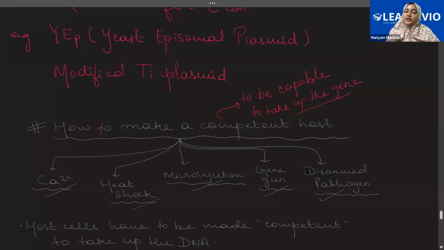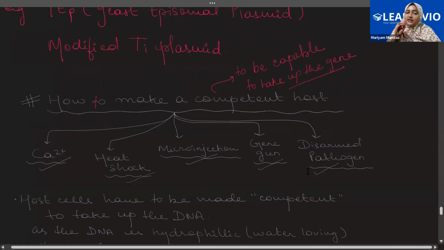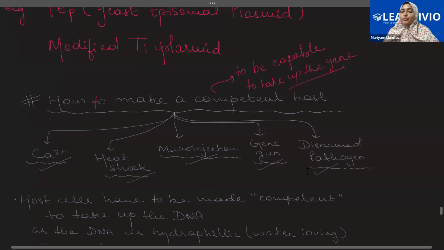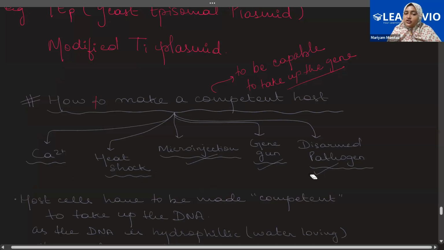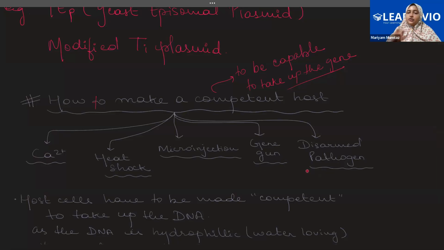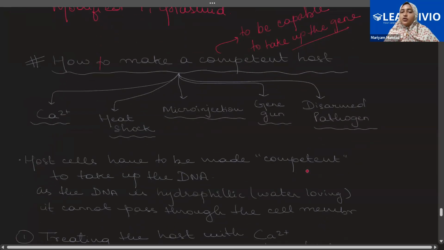Now, there are multiple ways by which we have to treat the cell so as to make it competent. The first is treating it with calcium dipositive ion. Second is giving a heat shock to the cell. Then third is micro injection. Then there is gene gun and disarmed pathogen. All of these are the different methods of making the host cell competent.